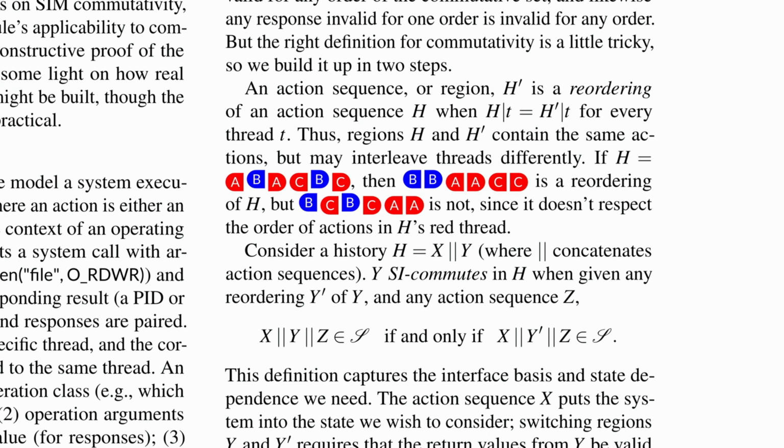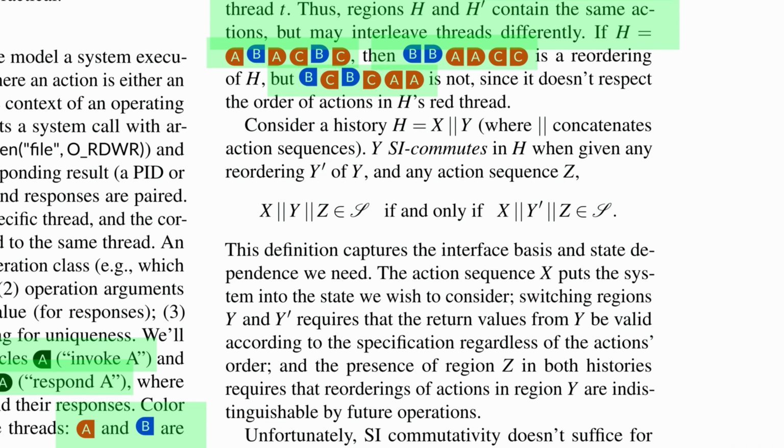With that in mind, let's define the notion of a reordering. H prime is said to be a reordering of H if the thread restricted history of H and H prime are the same. This is essentially saying that H and H prime contain the same actions but may have other threads interleaved among them in different orders. For example, this is a reordering of this, because if you look at just the red thread, A comes before C. However, this is not a valid reordering because C comes before A.